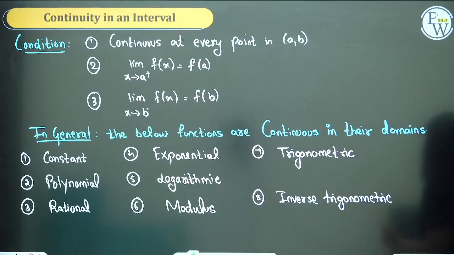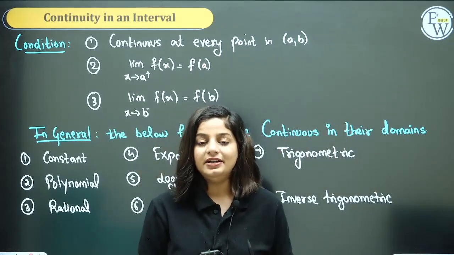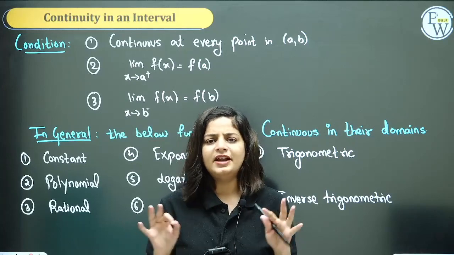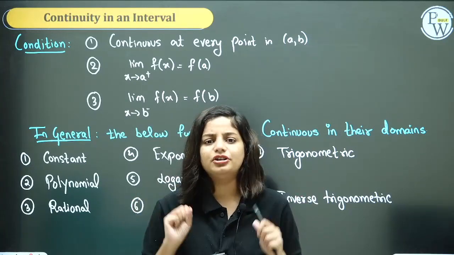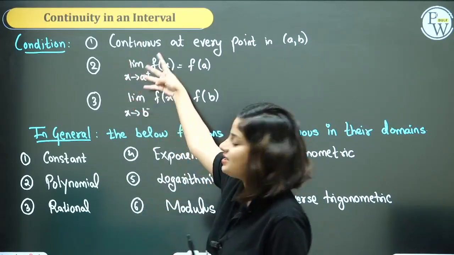Talking about continuity in an interval, whenever they have mentioned an interval, they say find the point of discontinuity. If the question is find the point of discontinuity from 0 to 2, they have mentioned the interval. How will you solve such questions? So firstly, these 3 points, note it.